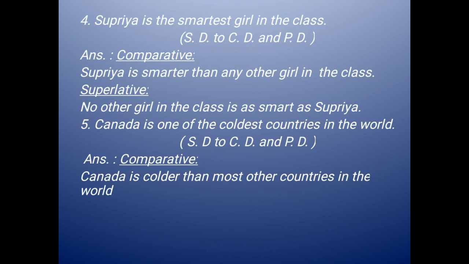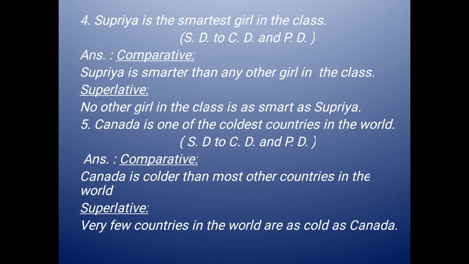Okay, and now here if you had started with no other, you will get 0 mark, because in the sentence we have one of, right? So if we have one of in the sentence, we need to start the positive degree with very few. Very few countries in the world are, right? So many countries are there, plural form is there, so we need to use are as the to be form. Okay, so very few countries in the world are as cold as Canada.